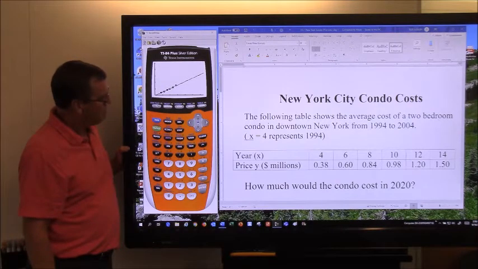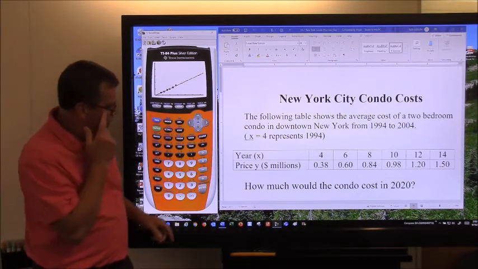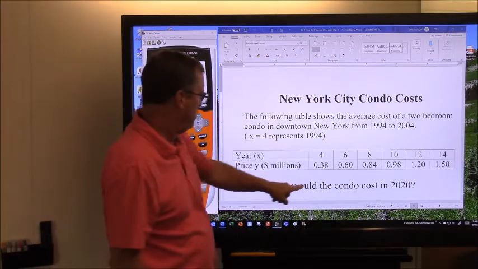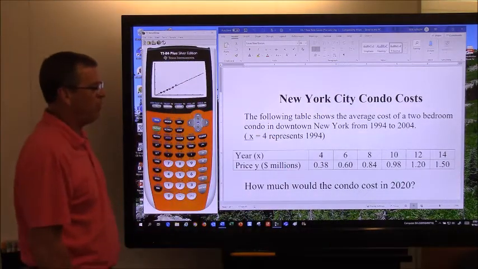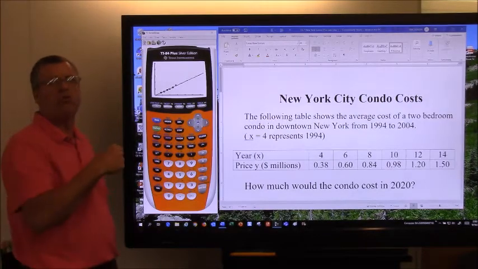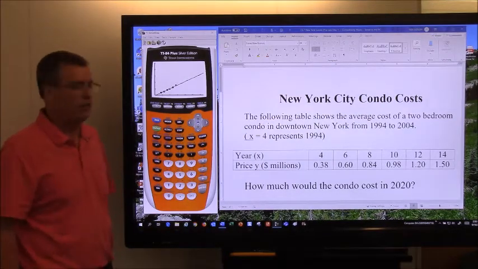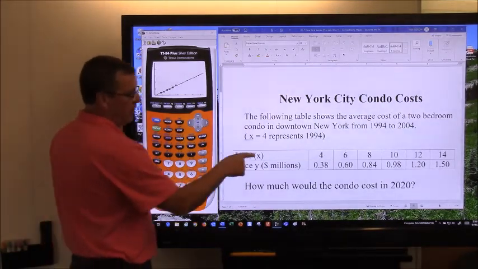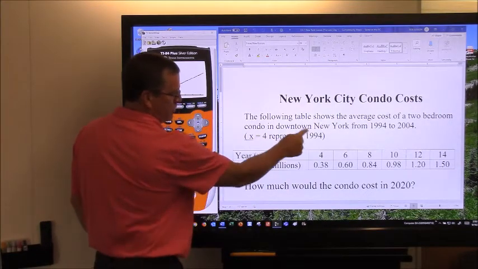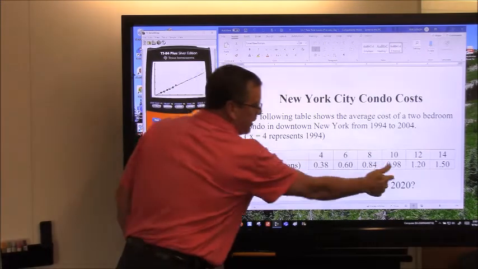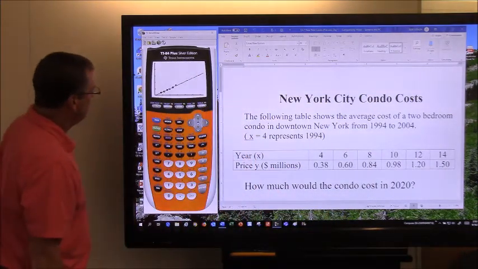Okay? So now what I want to do is make this prediction. How much would the condo cost in the year 2020? Remember, that means x equals 30, right? It's 30 years after 1990. 4 is the year 1994, so 0 is the year 1990, and we're talking about 30 years later.